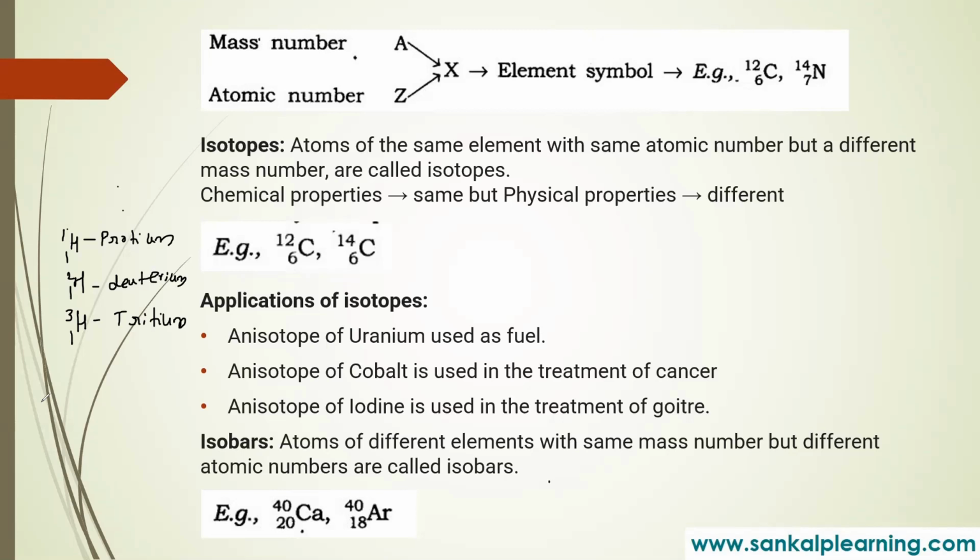As I told you, we have this for carbon also. Here you can see it written: carbon is given as C-12, C-14. Similarly, chlorine can be written as chlorine-35, chlorine-37. So these are chlorine isotopes. Understood? Okay.